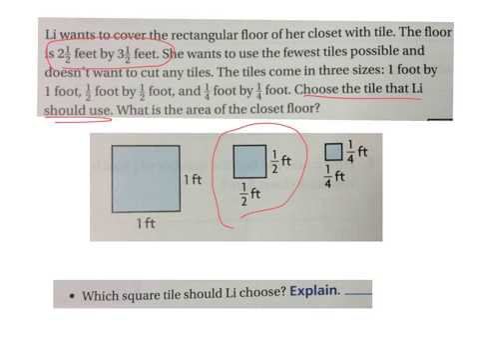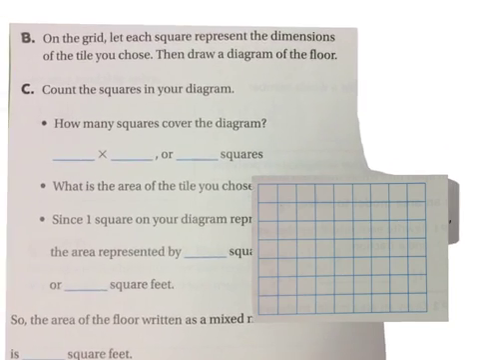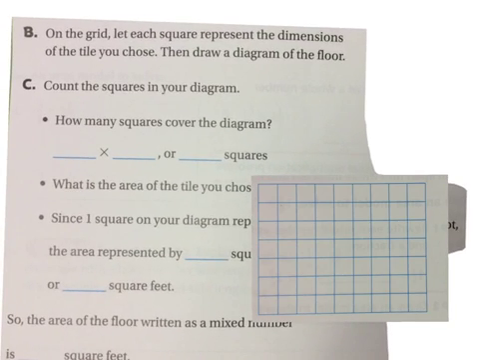So the second question is asking, what is the area of her closet floor? Well, let's take a look. Now on this grid here, each one of these squares is going to be 1/2 by 1/2. Okay, so this little square right here, the dimensions are 1/2 by 1/2 because we decided that's the size that Lee should buy.